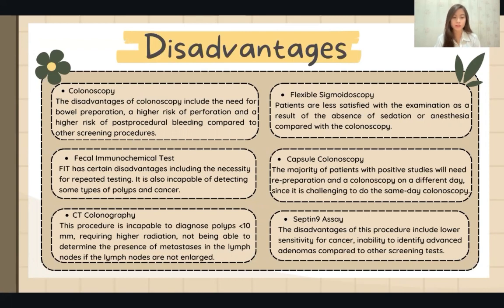The second one is the fecal immunochemical test, or FIT. FIT has certain disadvantages, including the necessity for repeated testing. It is also incapable of detecting some types of polyps and cancer. The third one is CT colonography. This procedure is incapable of diagnosing polyps less than 10 millimeters, requires higher radiation, and cannot determine the presence of metastasis in the lymph nodes if the lymph nodes are not enlarged.